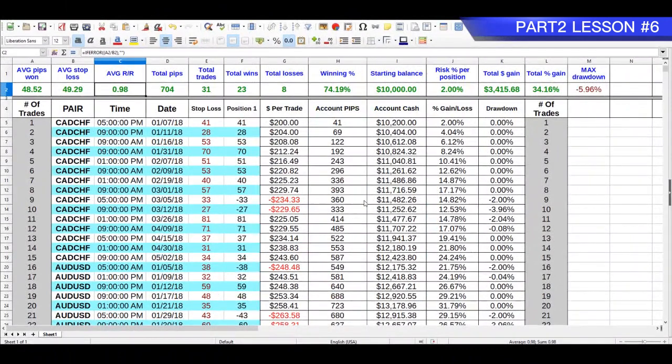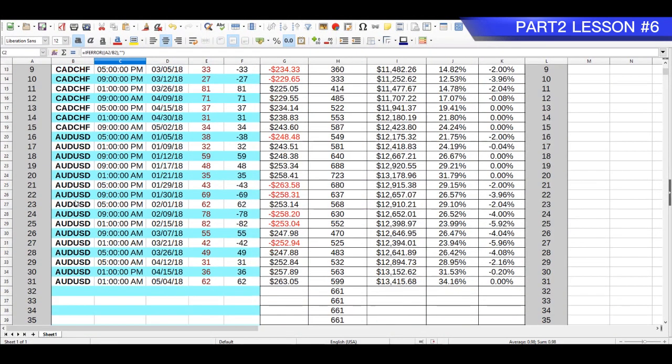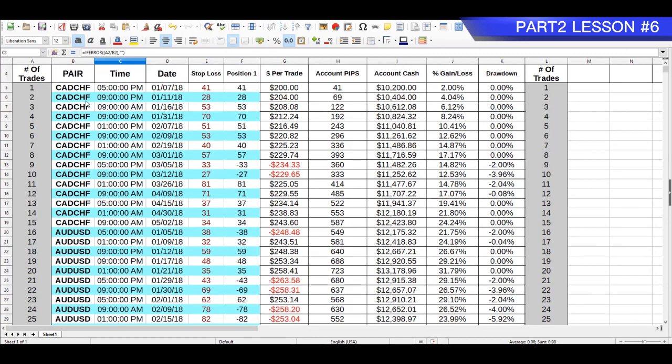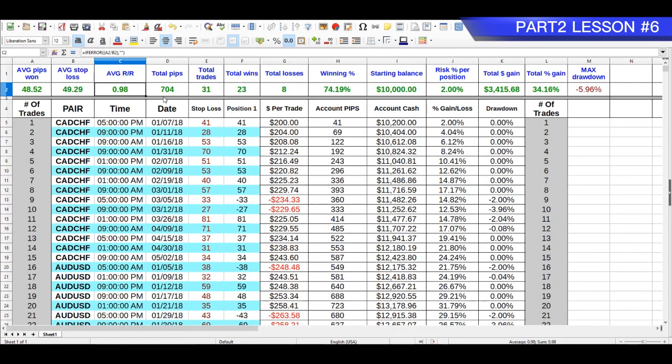Okay, guys, so here we are on the spreadsheet. Now we have combined data. We have the Aussie dollar here at the bottom. We have the Canada Swiss at the top, and we have all of our numbers still, right? We have our average pips won and lost, our total pips, our total trades, our winning percentage. We have everything we need except our drawdown and our percentage gain. While our percentage gain will probably stay the same, the drawdown is going to change. Let me tell you why it's going to change.